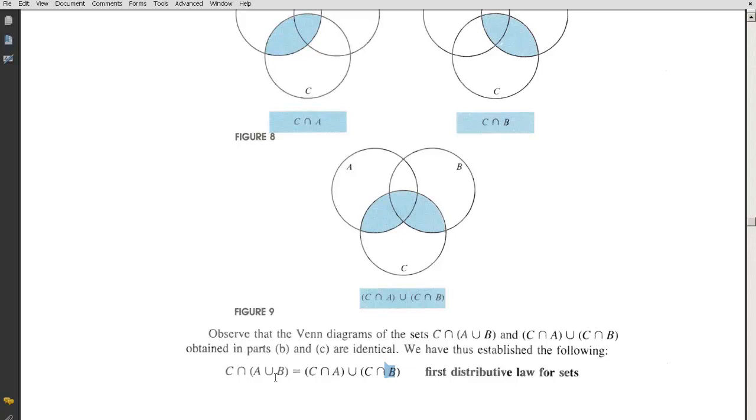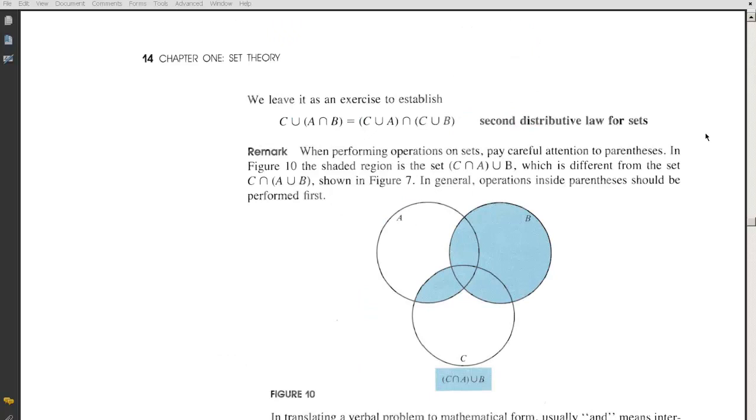Because this means it's true for any sets that we choose. It doesn't matter what C is, doesn't matter what A is, doesn't matter what B is. This statement will always be equal to this. Just like in regular algebra, A times B plus C is always equal to A times B plus A times C. When I say always equal to, I mean no matter what numbers you put in there, it will be true. Here it's true no matter what sets you put here. And that previous one was called the first distributive law for sets.